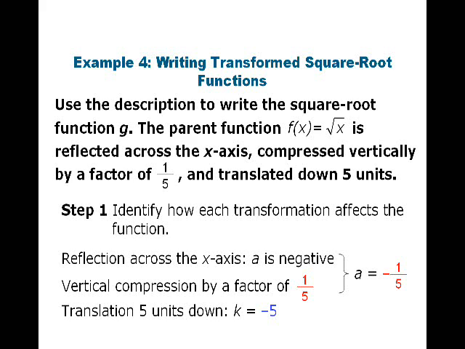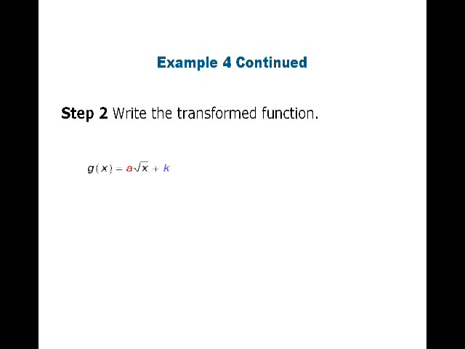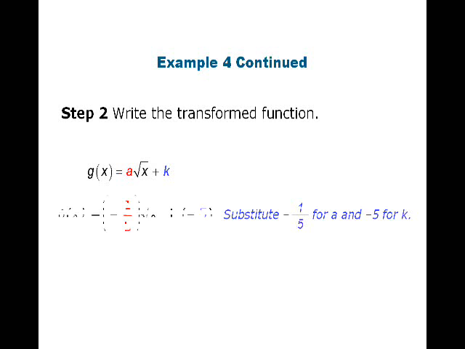So the a and the k are the only things that have changed for our function. So when we write down this transformation, we will have g of x equals negative 1/5 times the square root of x, minus 5.